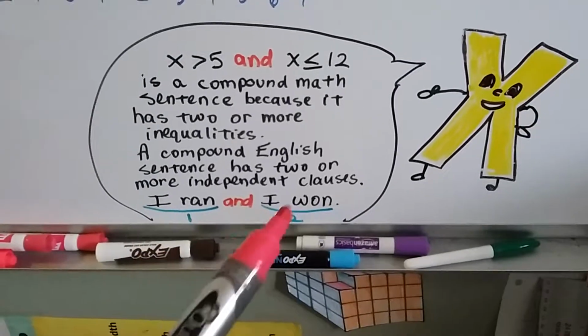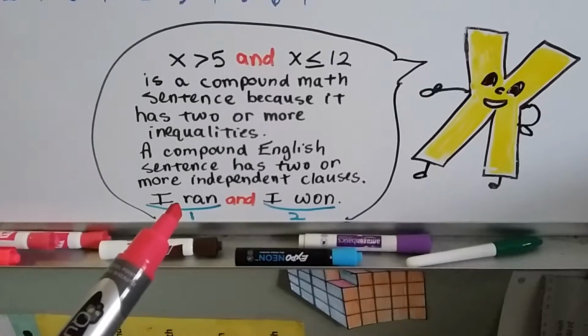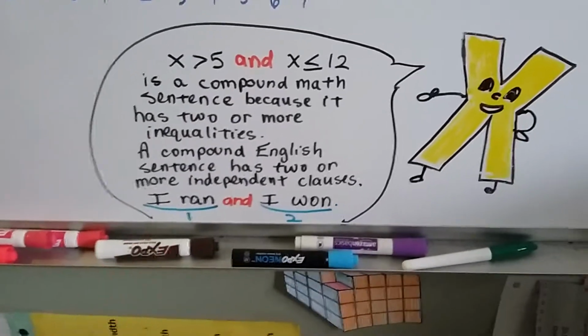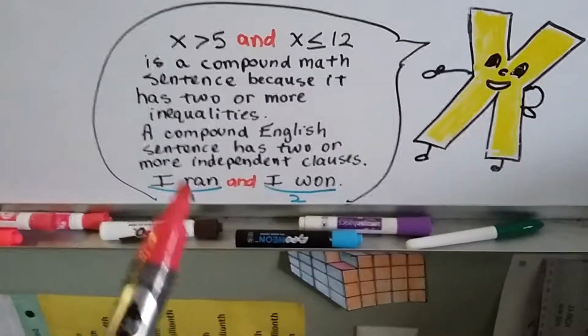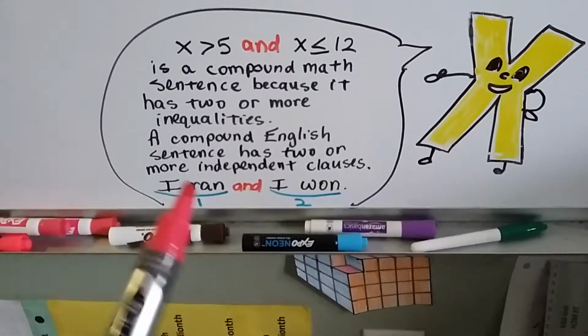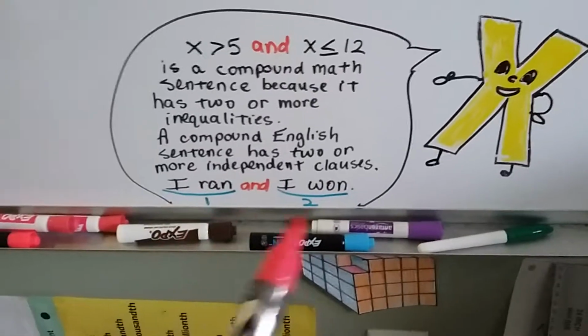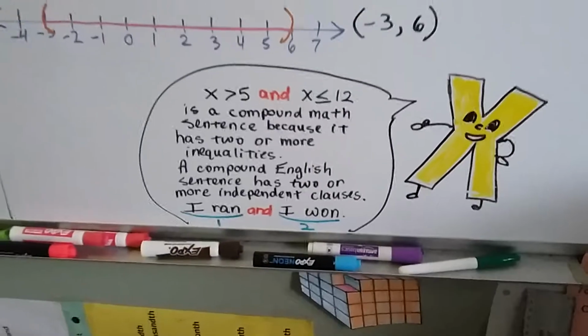I ran and I won. So we technically could have made two sentences out of this, couldn't we have? I could have just said I ran, period. And then I could have said I won, period. But I can put them together and make a compound sentence. It's like a conjunction. I ran and I won. See? I'm putting it together.